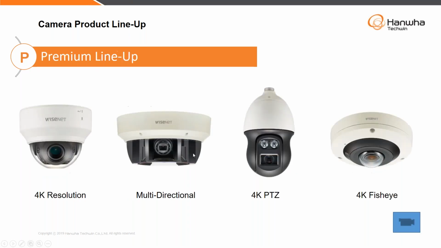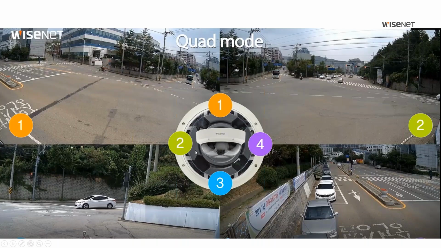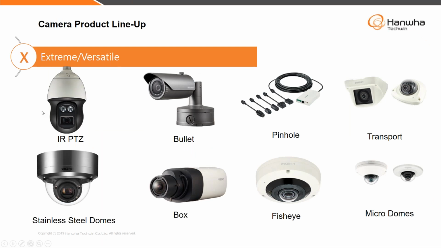Next is X and Q. X series is what we saw, but what's the difference between X and Q? How did we differentiate? Under X, we call it versatile series, which means most projects they need dome, bullet. But in X series, you will also find the same dome and bullet with long lens option, more IR range option, maybe 50-meter IR, pinhole cameras, stainless steel body cameras.